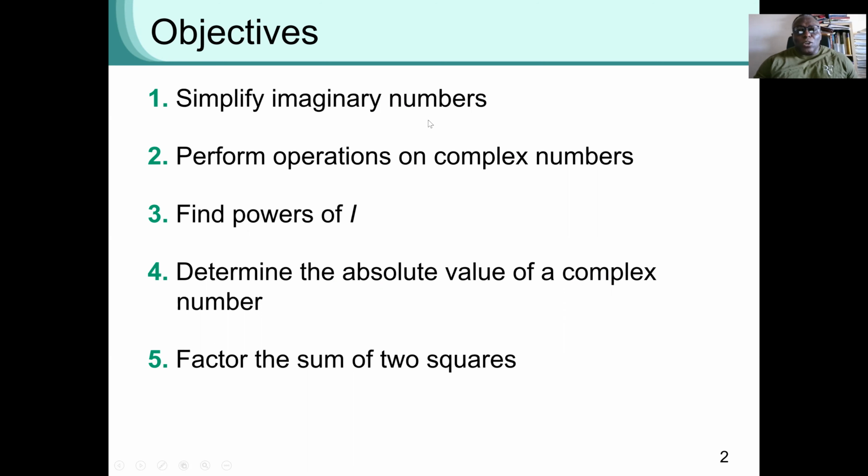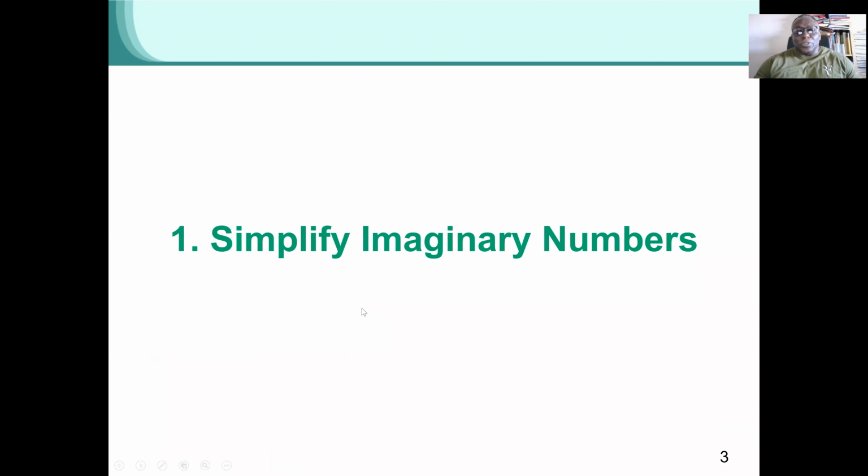And we know a complex number consists of two parts, the real number part and also the imaginary part. So here we're going to discuss how to simplify the imaginary numbers, also how to perform operations on complex numbers. When we talk about operations, we mean the arithmetic operations, addition, multiplication, division, etc. Also how to find the powers of i, and also how to determine the absolute value of a complex number. Also how to factor the sum of two squares, which have two complex values. So it's more or less multiplication.